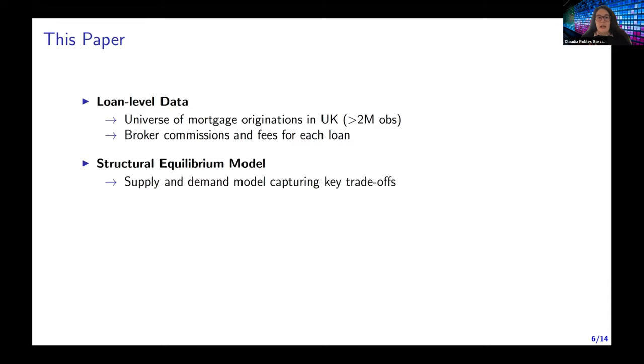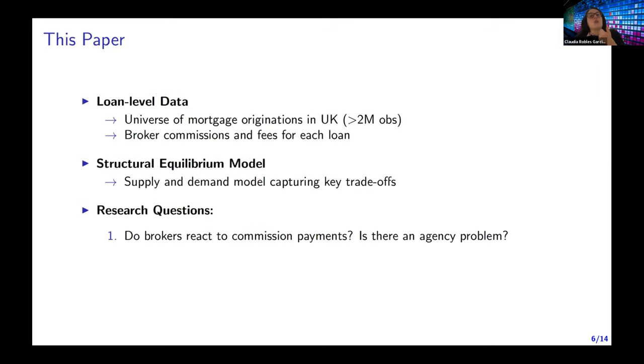So using this data, I essentially do a supply and demand model that is going to capture this trade-off that I just mentioned. And I'm going to use the model to answer three questions. First, I'm going to try to understand whether brokers react to commission payments. And in a way, I want to quantify how much of a problem is the fact that brokers get paid by banks. The second question I want to answer is whether brokers actually have a positive effect for consumers.